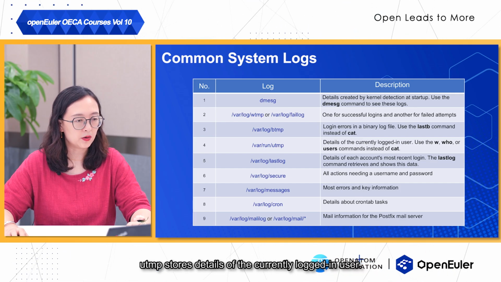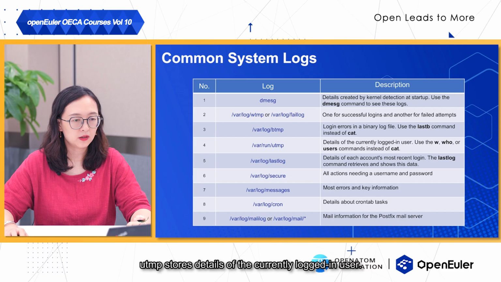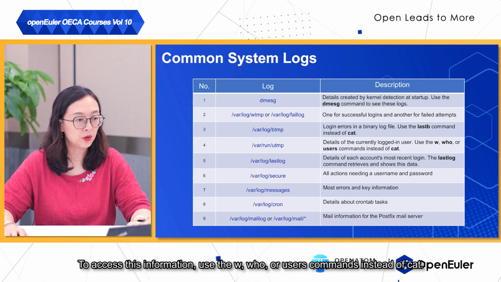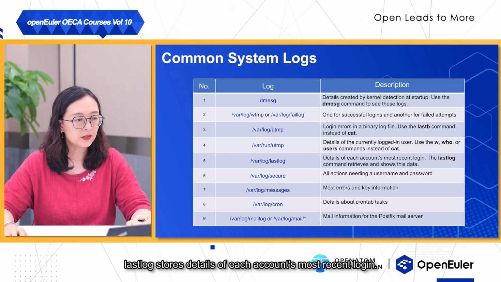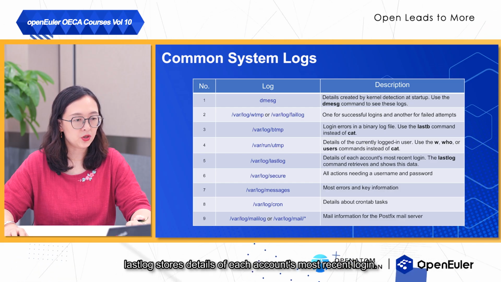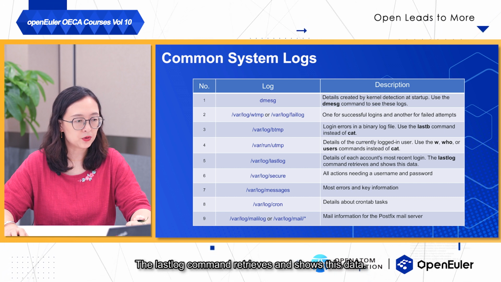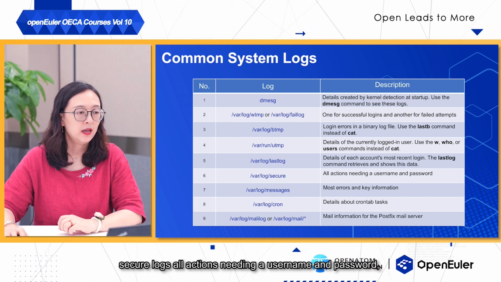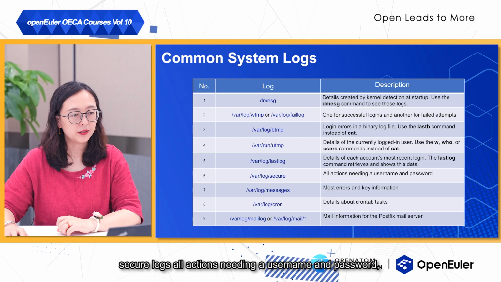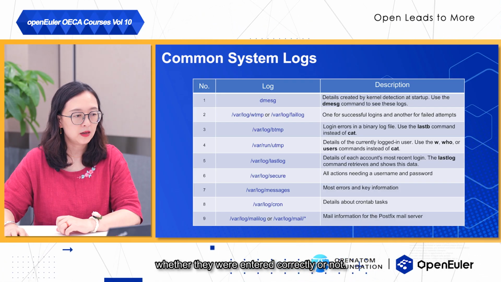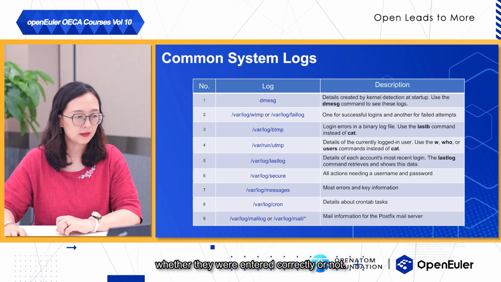utmp stores details of the currently logged in user. To access this information, use the who or users commands instead of cat. lastlog stores details of each account's most recent login. The lastlog command retrieves and shows this data. secure logs all actions needing a username and a password, whether they were entered correctly or not.